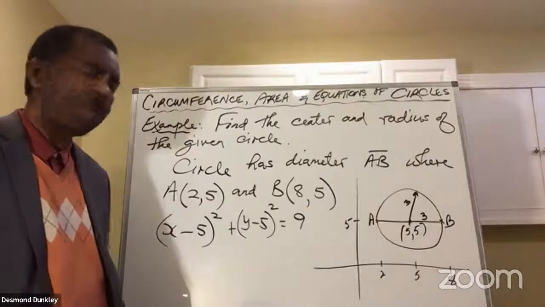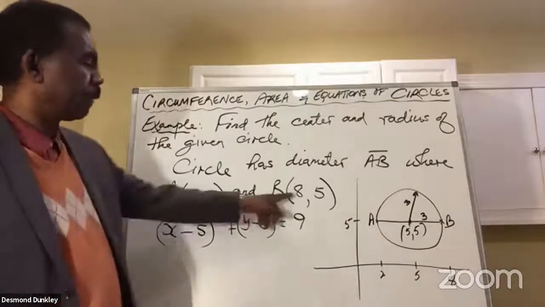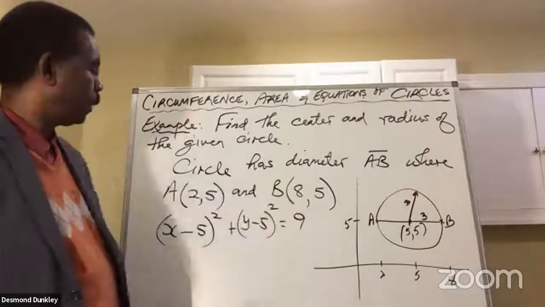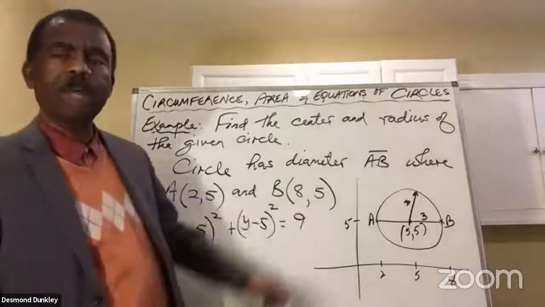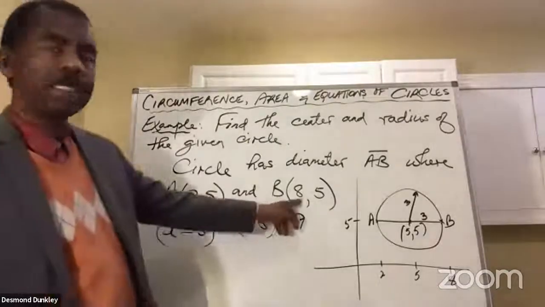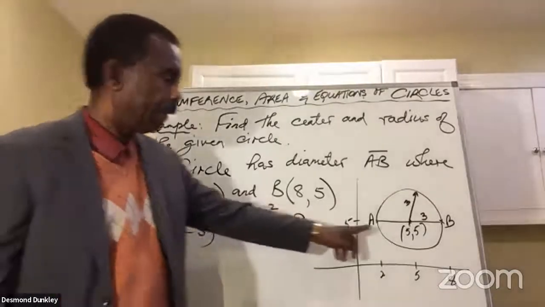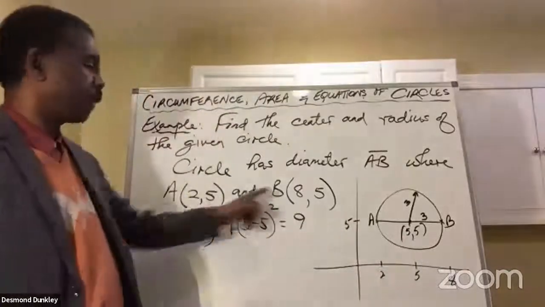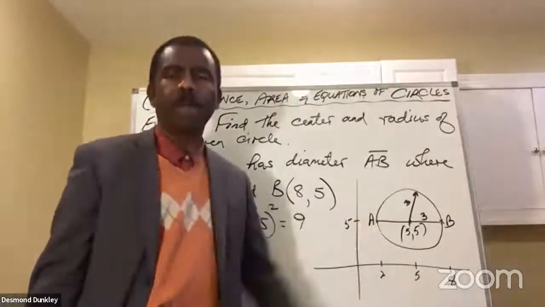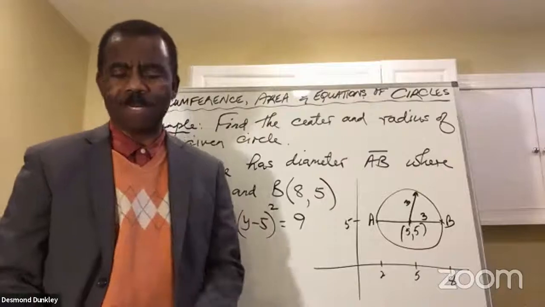How do you find the midpoint? You add the x values divided by 2. You add the y values divided by 2. Let's go. 2 plus 8, 10 divided by 2 gives you 5. 5 plus 5, 10 divided by 2 gives you 5. Let's try another one.